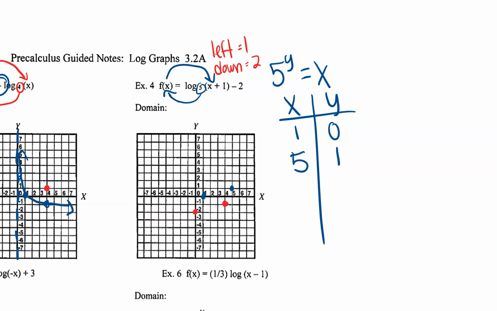Since there was a left shift, the asymptote is no longer at 0. The asymptote has shifted to the left as well. So any left or right shift affects the asymptote. And then it's just going to be a curve like this. Sorry, bad handwriting. And that'll be your graph.